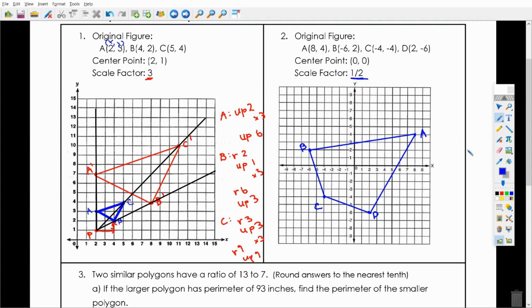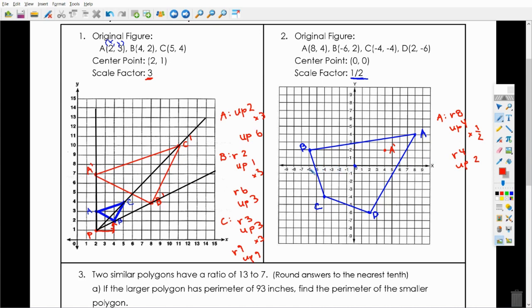And we're going to scale it by a factor of 1/2 from the center point 0, 0. So this time it's actually the origin. So here you can count. I'm not going to do too much of the work, but for point A, it's right 8, and then up 4. So times that by 1/2, or divided by 2, really. Right 4, up 2. So that's A prime. And you do the same thing for the other ones.